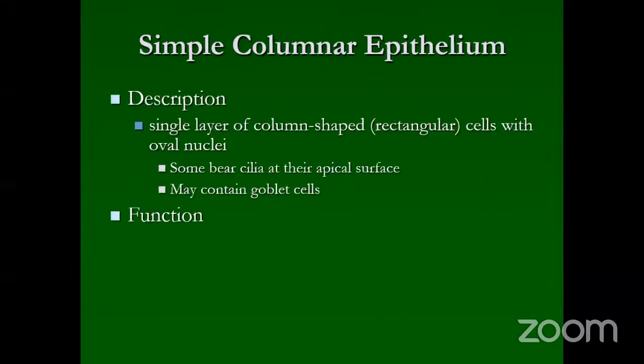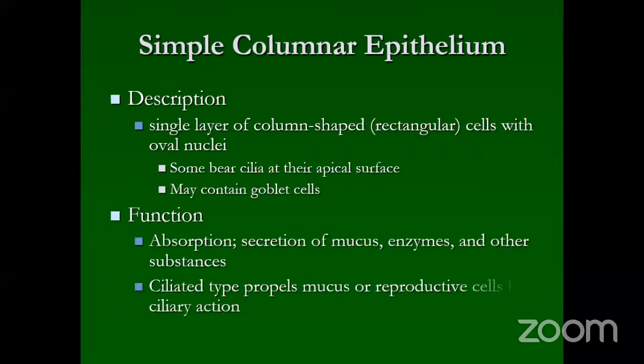The next, simple columnar epithelium. So like column shaped or rectangular shaped. So they are simple, means single layer. So single layer of column shaped or rectangular shaped cells with an oval shaped nuclei. So some will have the cilia at their apical surface and some may not. And some may contain goblet cells.